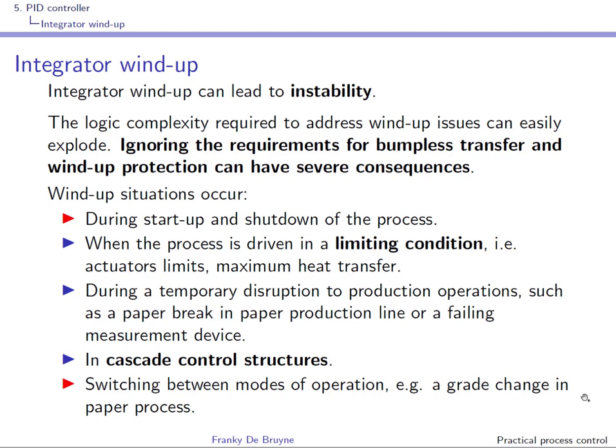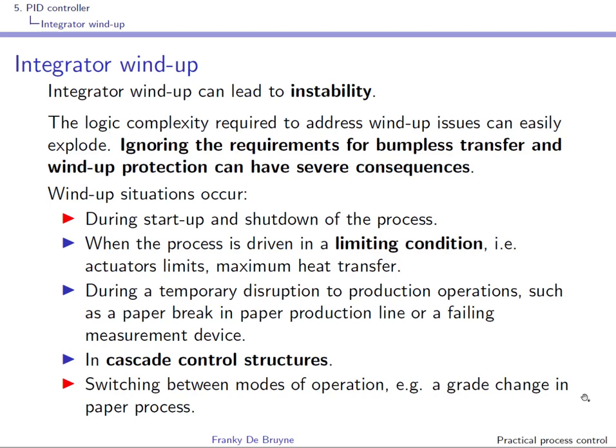Now that we understand the wind-up mechanism, we can look at situations where this wind-up is occurring. For instance, it is occurring when the process is driven in a limiting condition, right? For instance, actuator limits, maximum heat transfer. It can occur during a temporary disruption of production in the paper industry, for instance, a paper break, or it could come from a failing measurement device.